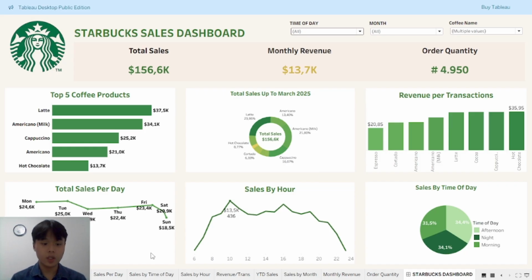Okay, the next one we have the total sales per day line chart. We can immediately see that our strongest days are Monday and Tuesday, but there is a very significant decline in Sunday, which is very normal because on Sundays people don't go to work and they would wake up later than usual.